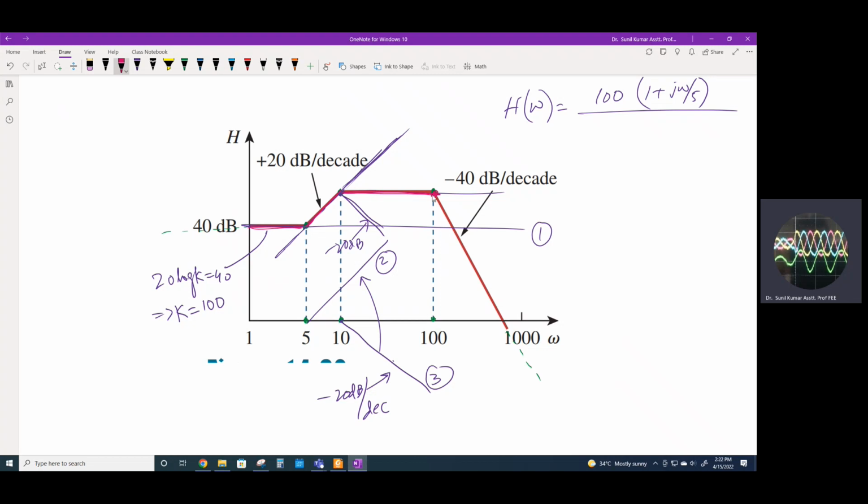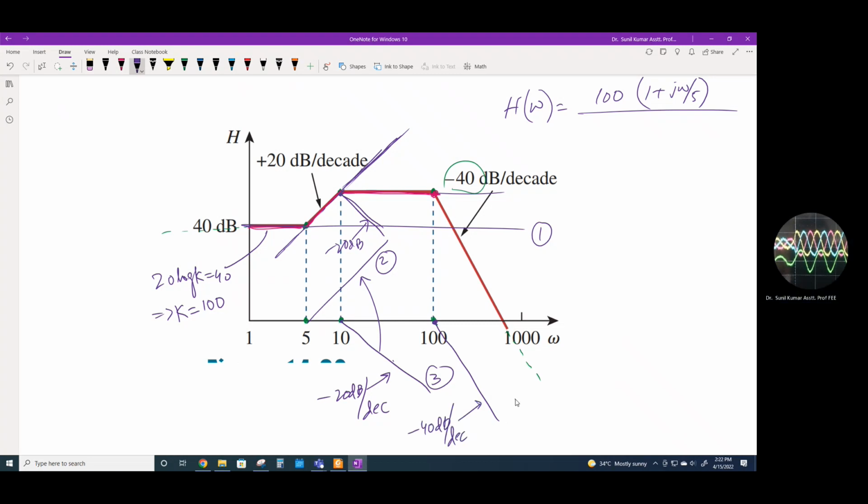After reaching omega equals 100, I have a steeper negative slope of minus 40 dB per decade. That means I should have repeated poles to make the slope minus 40 at omega equals 100. So they should go like this, at a rate of minus 40 dB per decade.